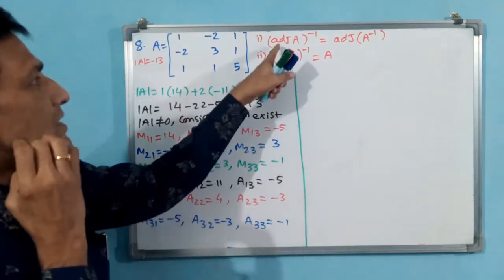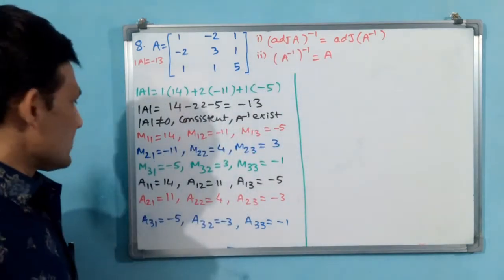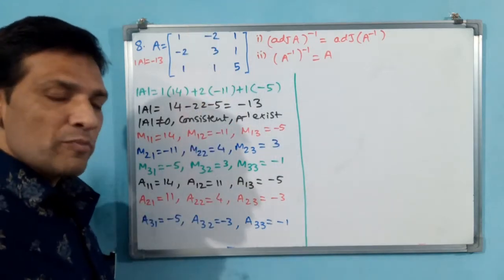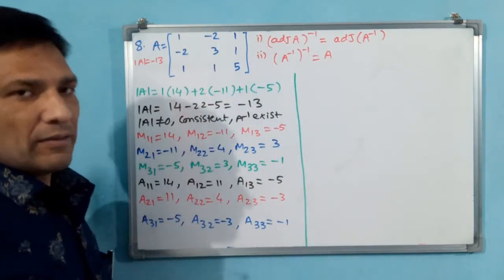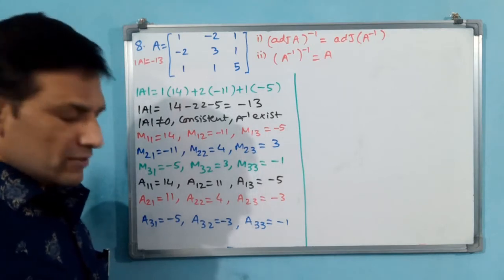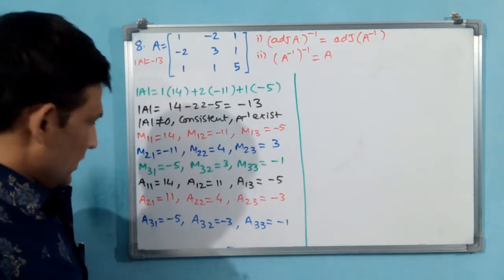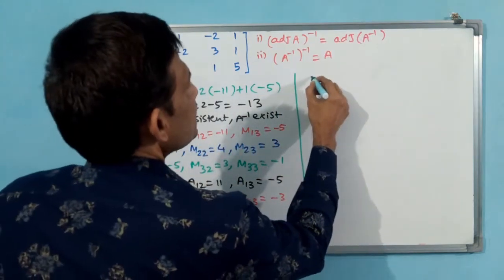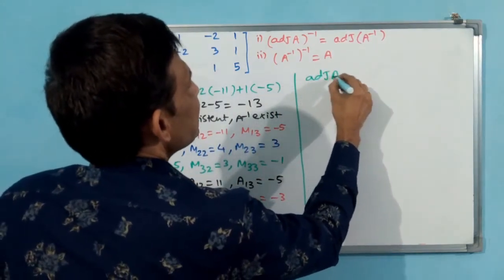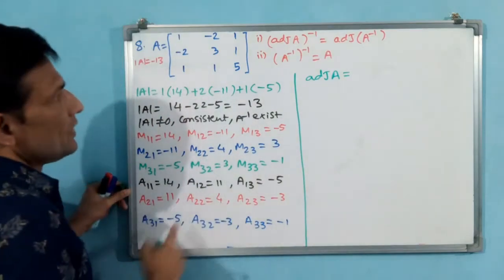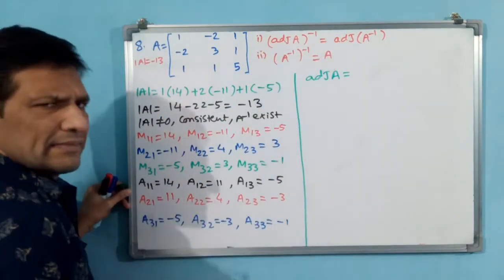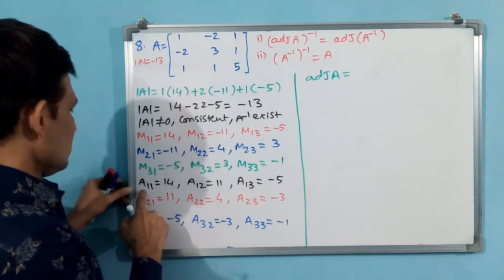Adjoint A we have to write. How to write adjoint A? We know very well, the row of cofactors is going to become a column, the transposed matrix of cofactors. See, I am writing adjoint A. Because this adjoint A, we also require adjoint A inverse. So all we have to write, whatever it comes.